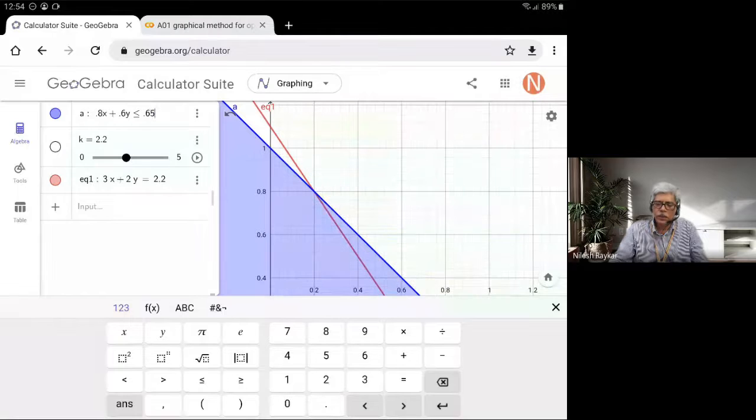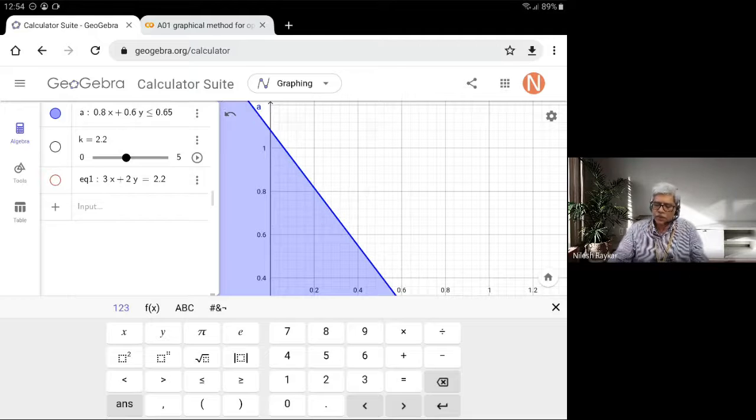0.65. So here, if it is a less than, then it will shade the region which is towards the origin. So I'm shading the region which is not feasible, so that whatever white space we see is the feasible. Let me hide this red color line. So this is our first constraint.